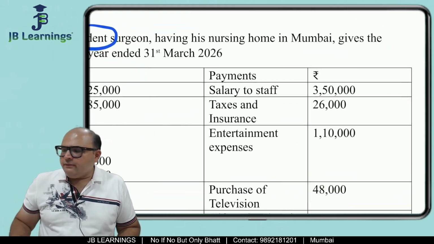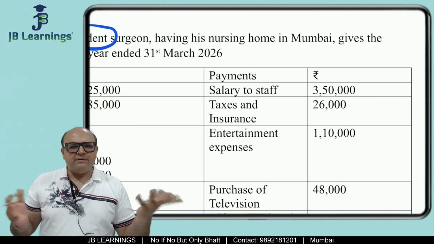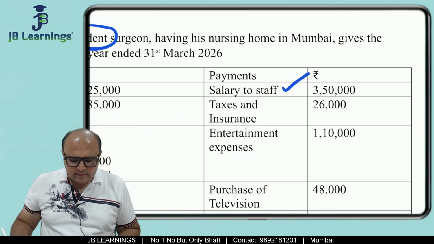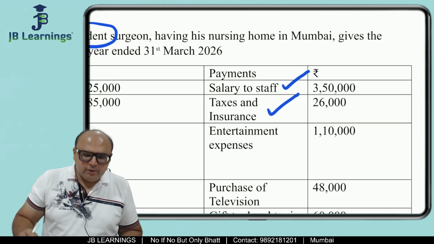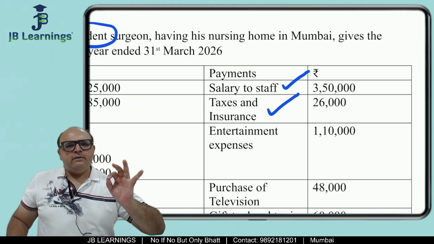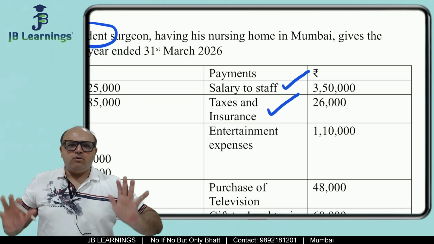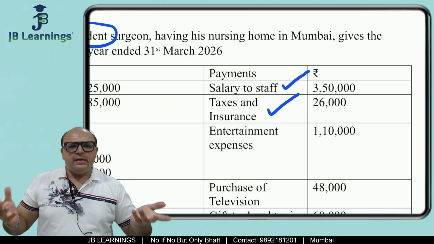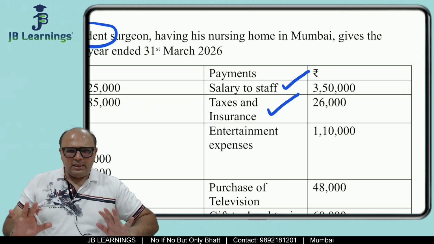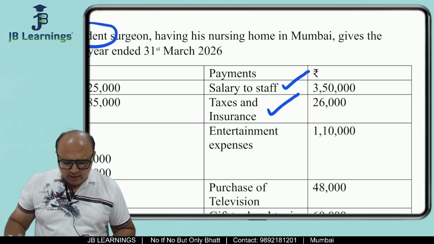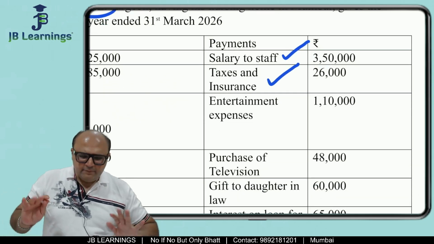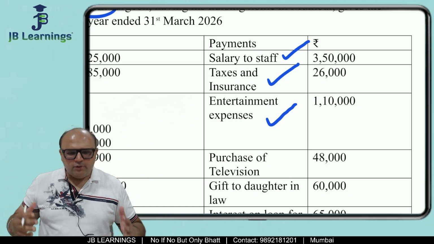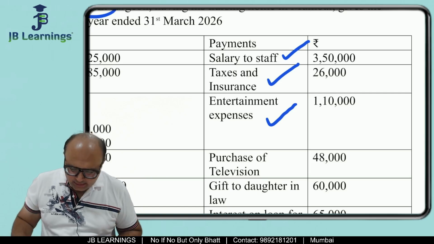Now, the very first thing, payment side. We can start with income or payment, it doesn't matter. Salary to staff, business expense. Taxes and insurance. Until and unless any information is given, we will take all positive assumptions. If something is given in additional information, we may take that information also. But currently, till now, think positive. Entertainment expense also, let us think positive. It is related to their business and profession, related to staff, customers, clients.